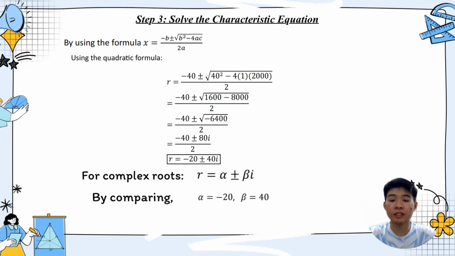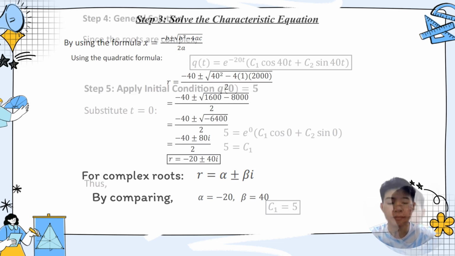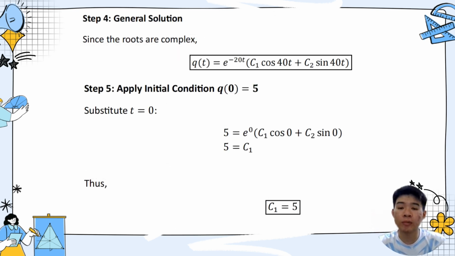By using the formula x equal to negative b plus minus square root of b² minus 4ac over 2a, we solve the quadratic equation. Then we get complex roots, that is r equal to α plus minus βi. By comparing, we know that α equals negative 20 and β equals 40. Okay, so the next step is to form the general solution.